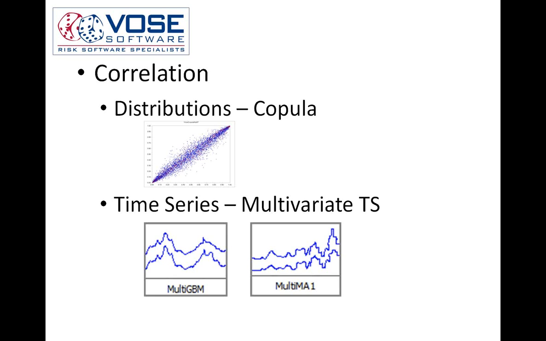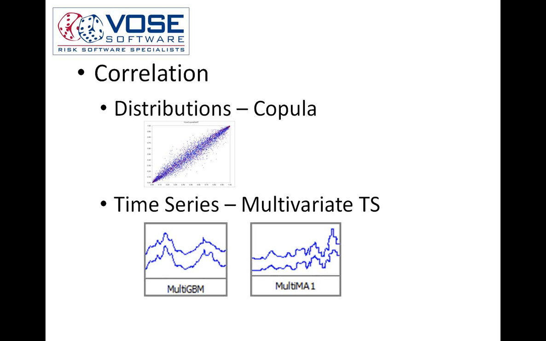A quick note on correlation. You'll hear the word used a lot, and certainly it's very important within ModelRisk. We have two main ways to correlate in ModelRisk. When we're talking about distributions or multiple probability distributions, we use copulas to create both linear and nonlinear correlation structures, and for either two or up to many distributions.